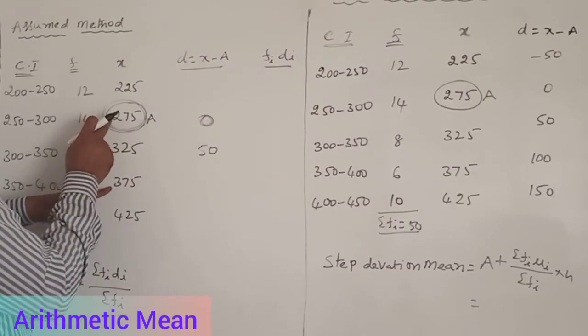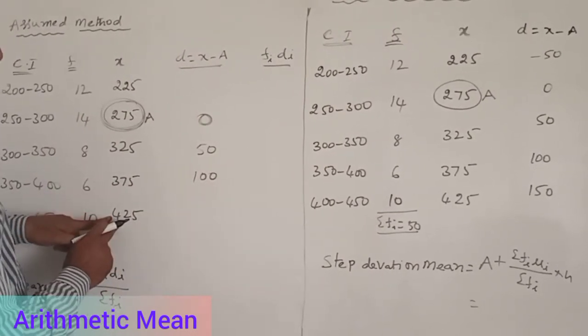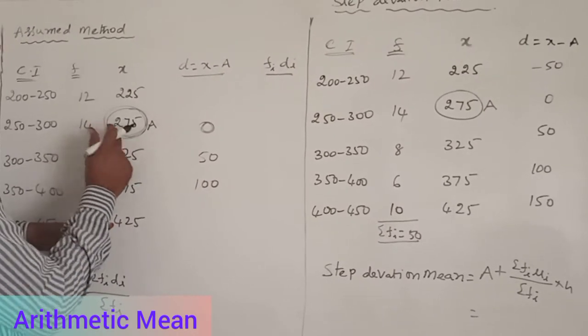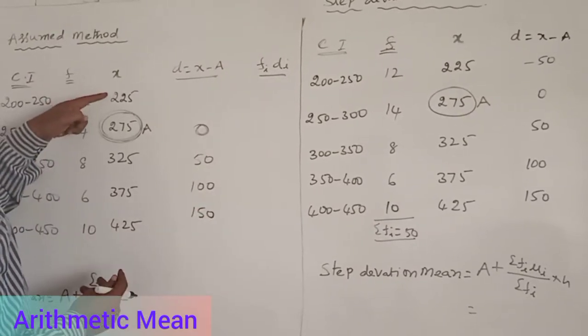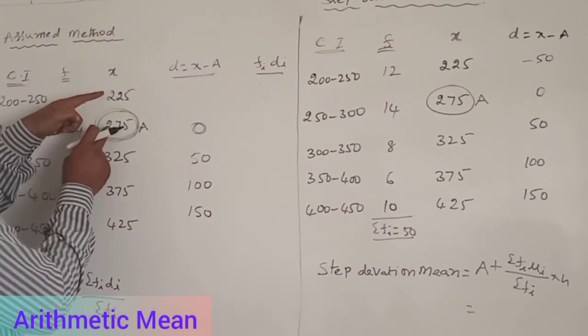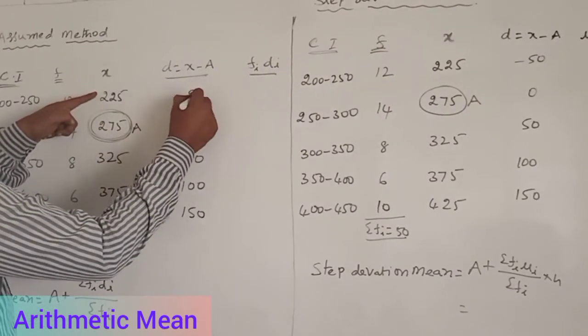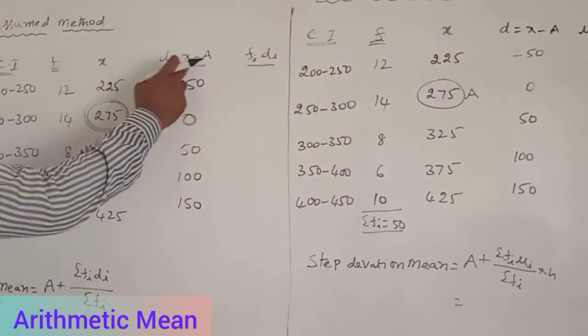375 minus 275 is equal to 100. 425 minus 275 is equal to 150. X value 225, A value 275. 225 minus 275 is equal to minus 50.